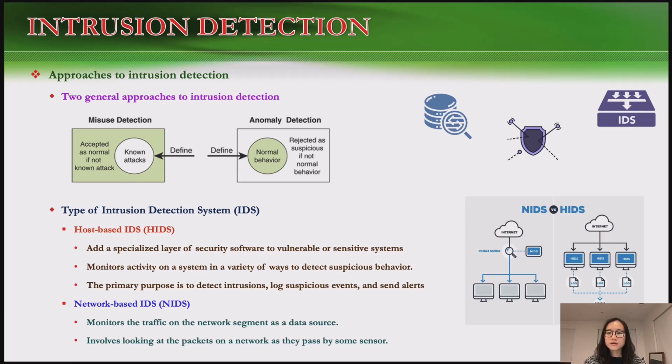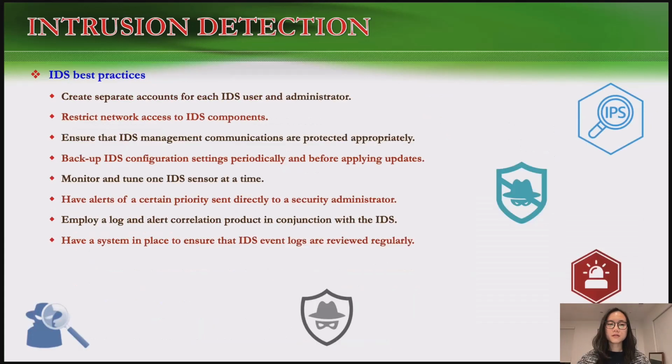The other category is network-based IDS, which monitors the traffic on the network segment. It involves looking at packets on a network as they pass through some sensor. This is generally accomplished by placing the network interface card in promiscuous mode to capture all network traffic that crosses the network segment. The following list on this slide shows the best practices for intrusion detection systems.